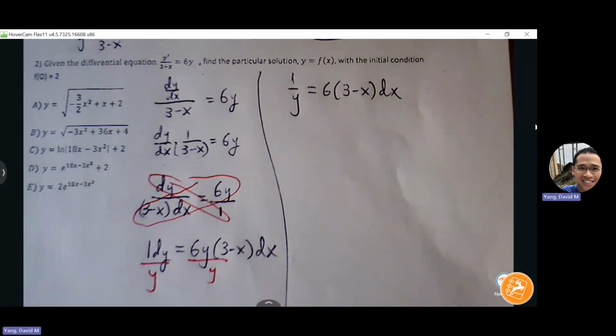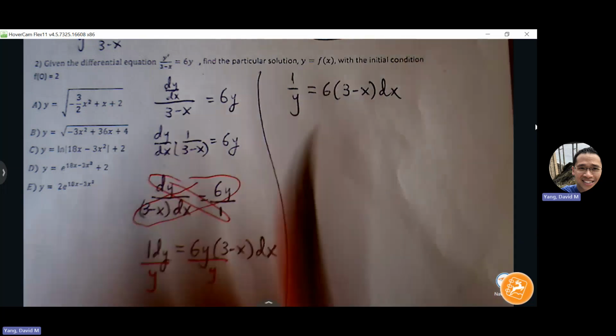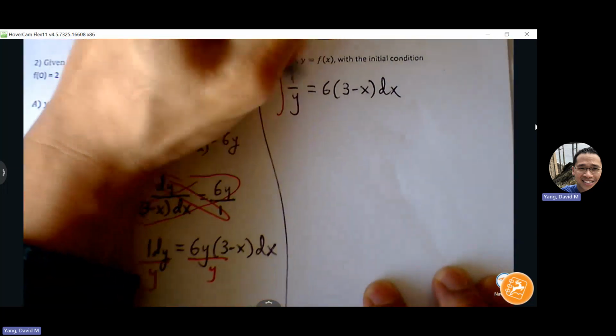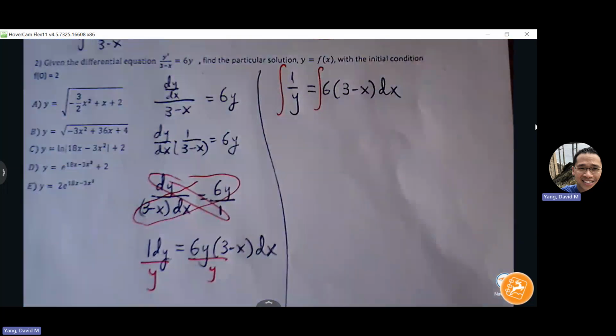Now do we have full separation of variables? X is on the right, Y is on the left. Okay, so now we're ready to take our integral here, integral notation. Left side is just what? Yeah, 1 over y is natural log. How about the right side? I don't think we need to use substitution here. What can we do?